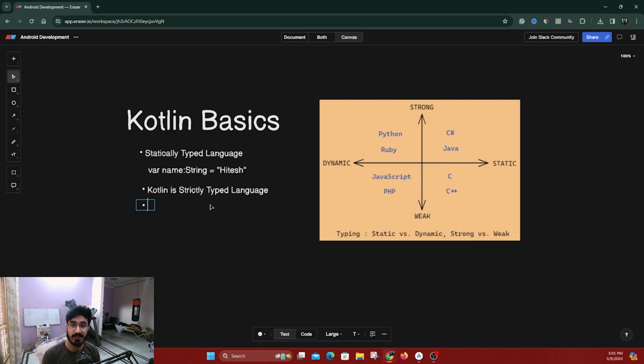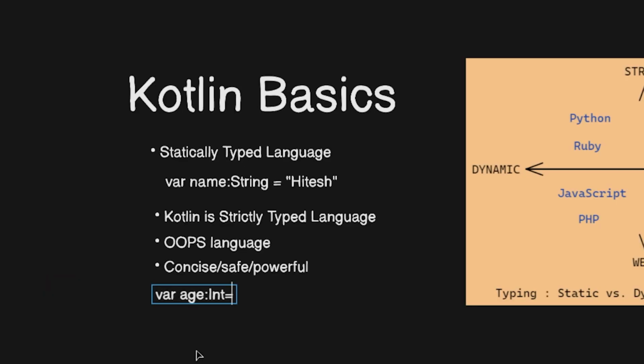One more thing that Kotlin is known for is, of course, being object-oriented. It is also concise, safe, and powerful. Let me give you an example again. We have var age, let's say my age, and it is of type Int. Age is 4? I'm not 4, I'm 23. So age is 23. Now, what if I say that it is null?